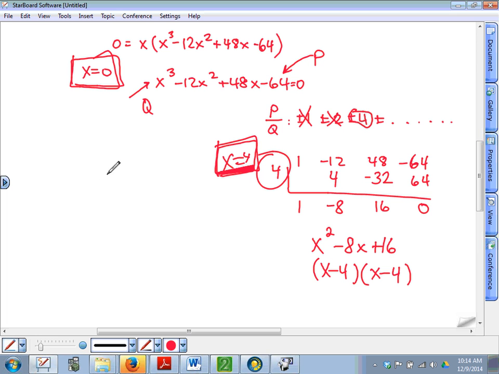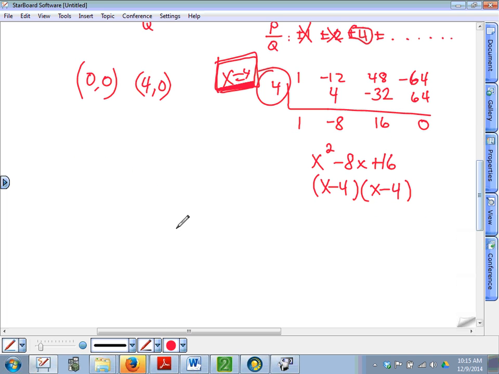Those are the x-intercepts. So we have 0, 0, which we already knew because that was our y-intercept. And then we have 4, 0. So those are the intercepts. It's got an odd multiplicity, so it's going to cross. Even multiplicity bounces, odd multiplicity crosses. The way I remember it is, if you have 2 coming up, that's an even number.